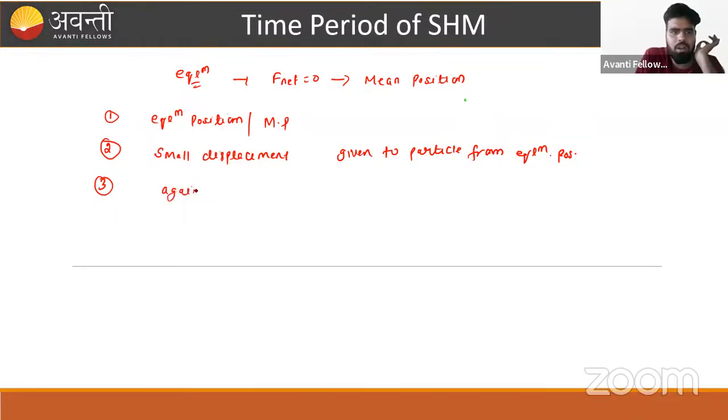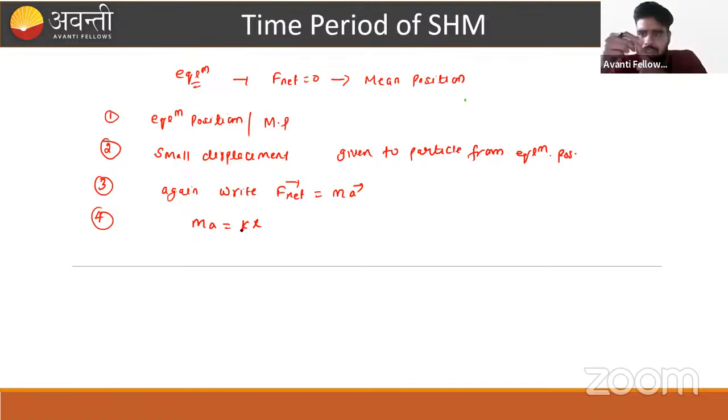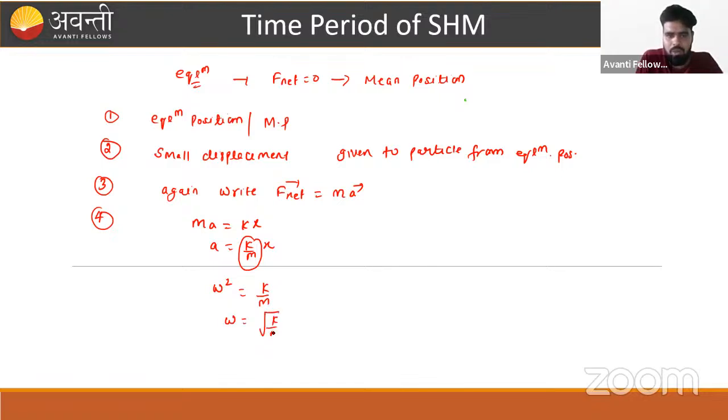Again write the net force equation. What is the net force equation? F net equal to ma. Again write down this equation, and see the fourth step: the net force is equal to kx. If a single power of x is involved, we can be sure that a is nothing but k by m times x, and this term is equivalent to omega square. So here omega square equals k by m, and omega equals under root k by m.